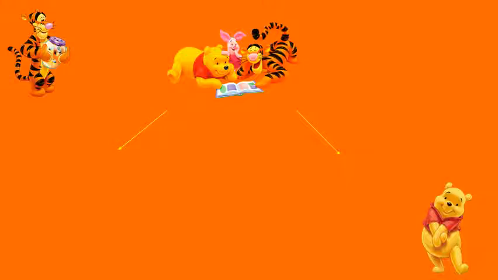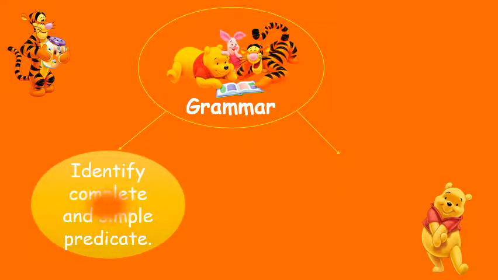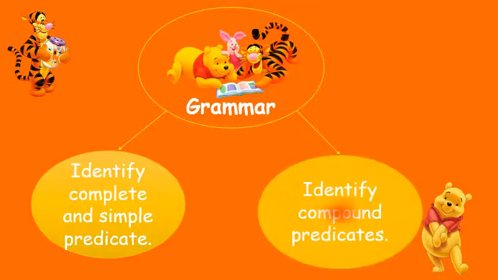First of all, this lecture is divided into two parts. The first part is the grammar. What are we going to cover in the grammar? At the end of the grammar part, you're going to be able to identify complete and simple predicate, and also you will be able to identify compound predicate. The last time we started with subjects. This time we have to continue with predicates. Are you ready? Let's start.